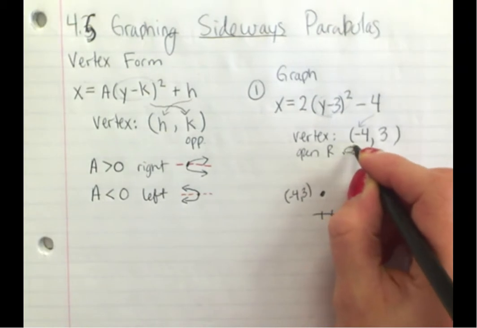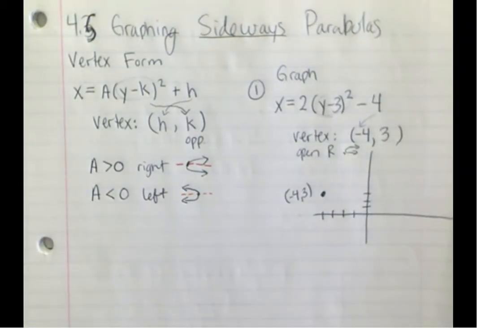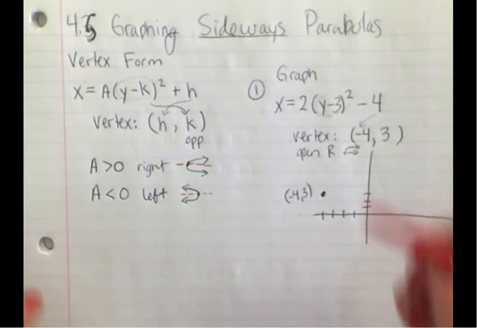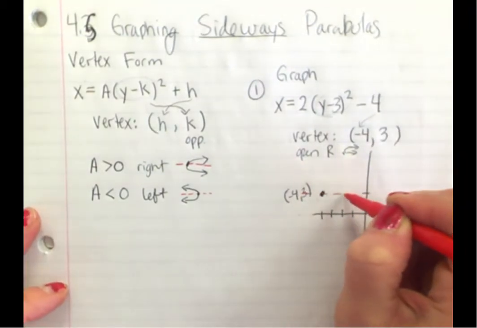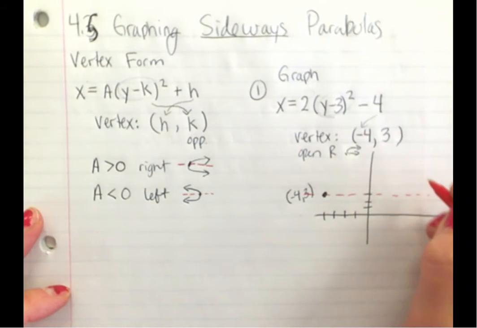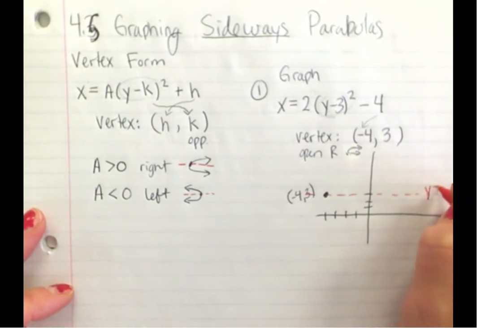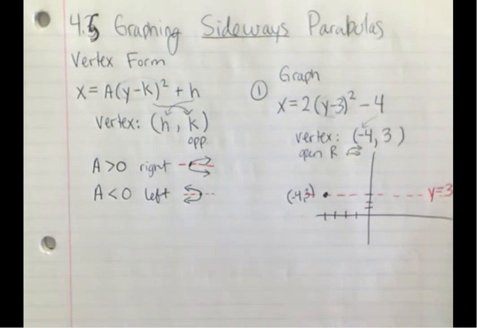The sketch is just because visual, right? How do you want to make a note to yourself that it should be opening right? Go ahead and draw your axis of symmetry so that it helps us orient our graph. Just happens to be a horizontal line, guys. Horizontal line is y equals.